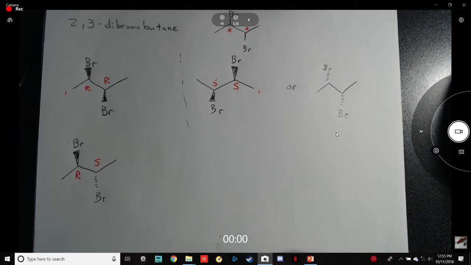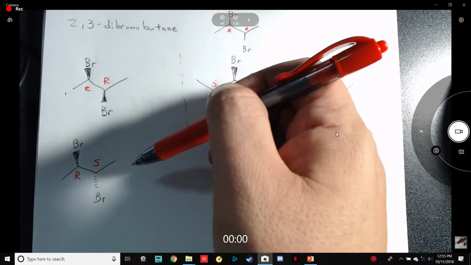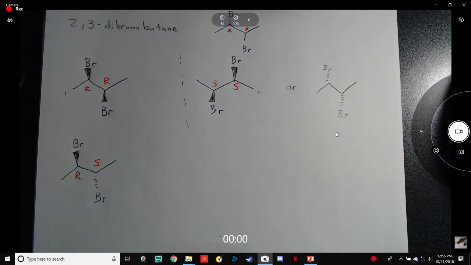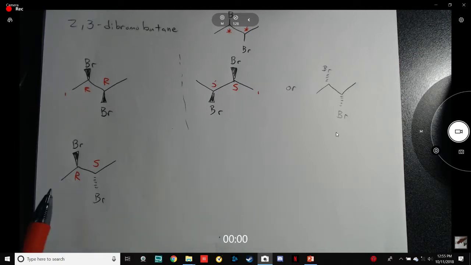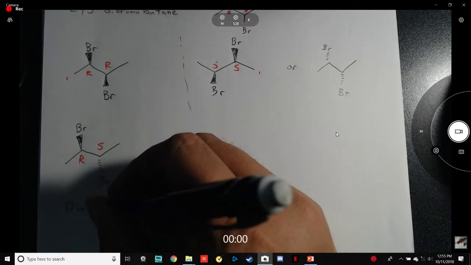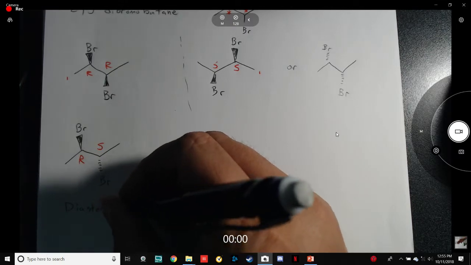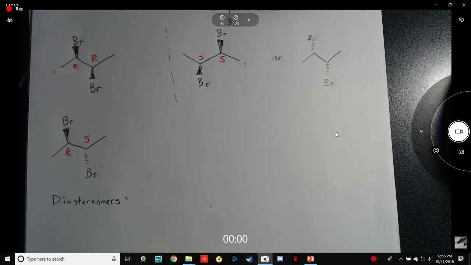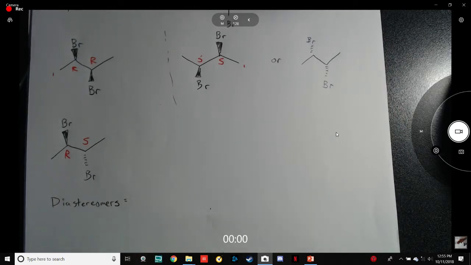It's going 1, 2, 3, clockwise, but we're looking at the back, so it's actually S. Okay. Looking at these two now, are these mirror images of each other? They're not quite mirror images. And if they're not quite mirror images, but they still have the same kind of structure here, they are what? You guys remember from the lab? They are diastereomers. Yep. Diastereomers. And these are non-superimposable, non-mirror images.